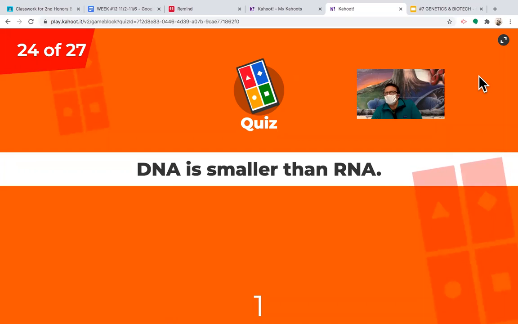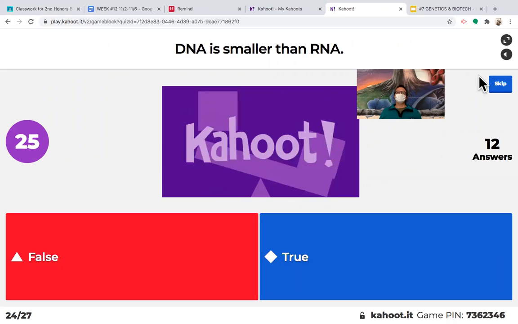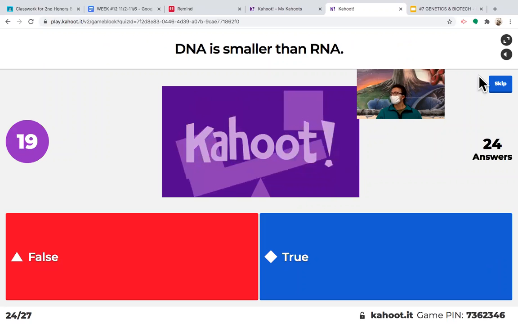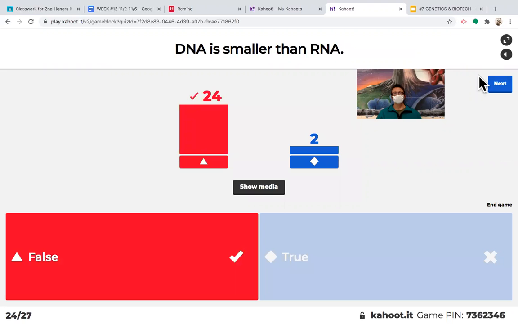The DNA, is it smaller or larger than RNA? Is DNA smaller than RNA? What do you think? You had to take a wild guess. That's false. Because think about it. One gene found on one chromosome could code for a single RNA molecule. And one molecule of DNA can contain hundreds, if not thousands of genes, right? And so a single DNA chromosome could be 1,000 times larger than the biggest RNA molecule.